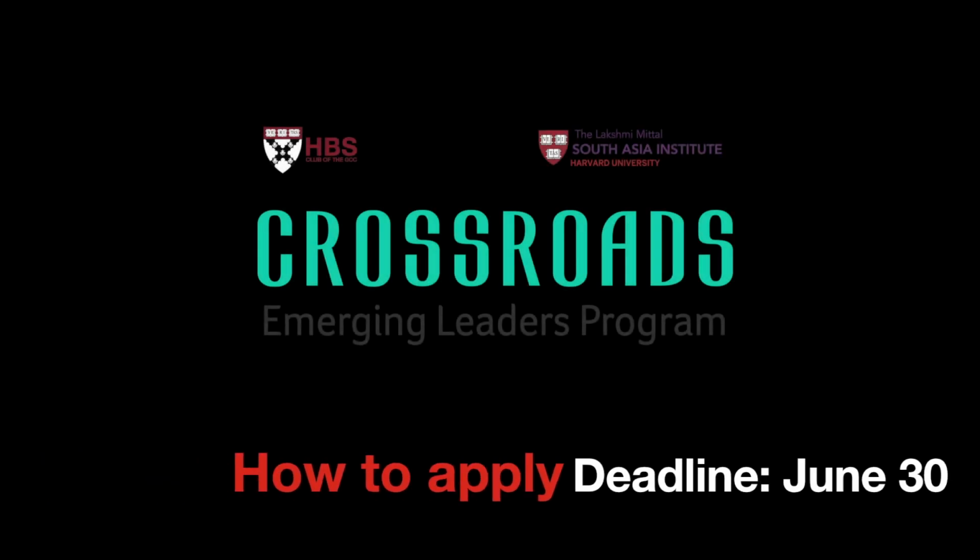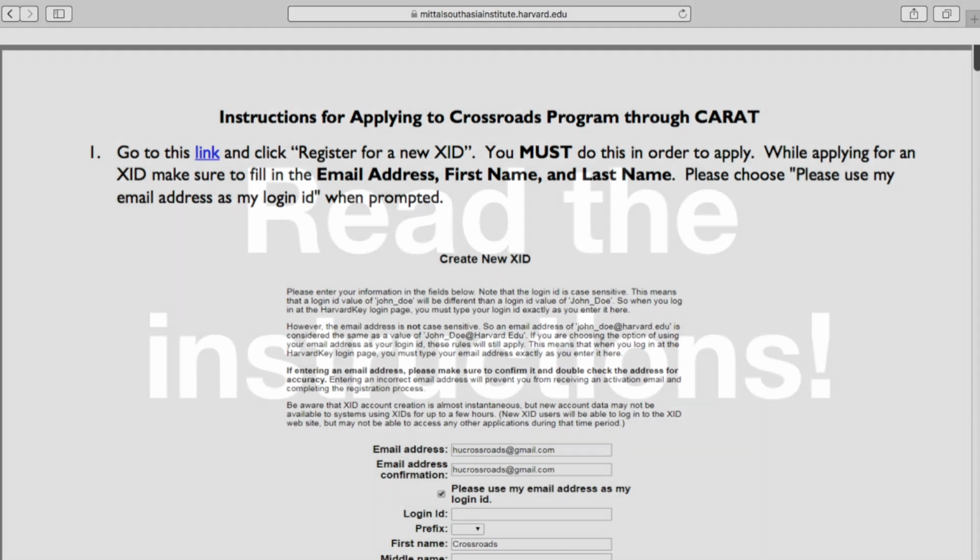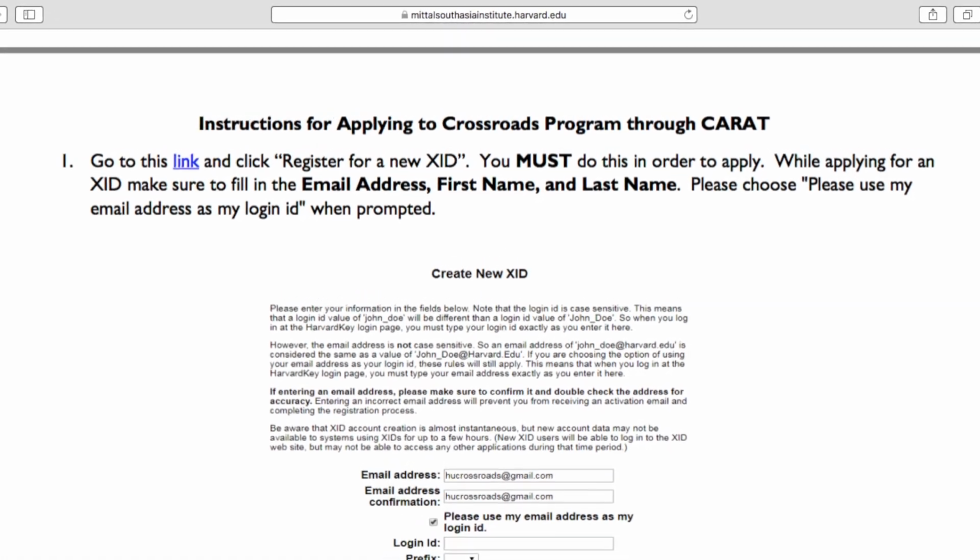Here's some important information for anyone who's applying to the Middle Institute's Crossroads Emerging Leaders Program. The deadline is the 30th of June 2018. Read the instructions. It's really important to do this, and you can find them on our website.